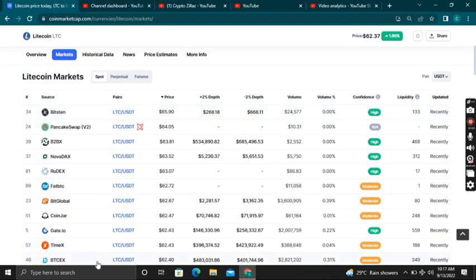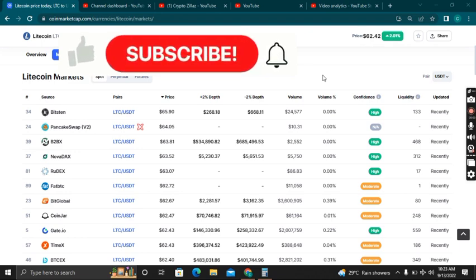If you scroll down, there is an exchange here also trading with high confidence. Gate.io is trading at 62.43, while this one has the highest price of 65.90. So it's a very nice opportunity. You can buy from Gate.io at 62.43, which has high confidence, and Bitstamp also has high confidence, where you sell at 65.90.